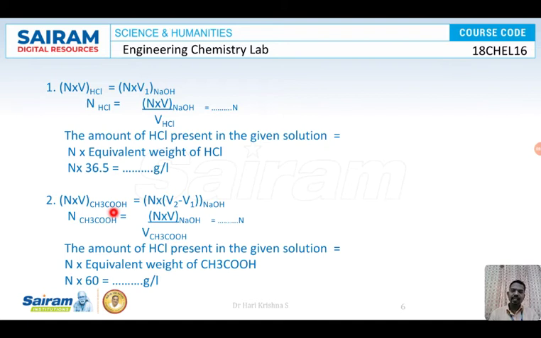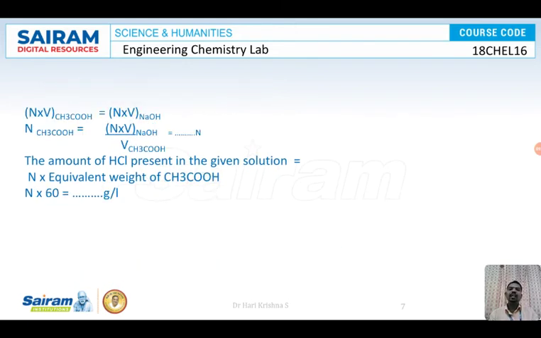Next, for acetic acid, normality into volume of acetic acid is equal to normality into volume of NaOH. So the normality of acetic acid is equal to normality of NaOH into volume of NaOH divided by volume of acetic acid. Normality of NaOH is 1, volume of NaOH is V2 minus V1, and volume of acetic acid is 50. Thus we get the normality of acetic acid. If you want to know the amount of acetic acid present, multiply the normality of acetic acid by the equivalent weight of acetic acid, which is 60. So you get the exact strength.